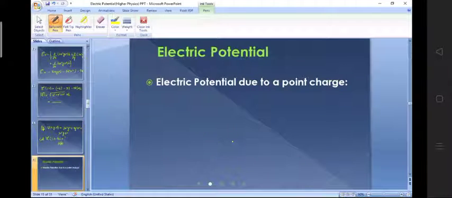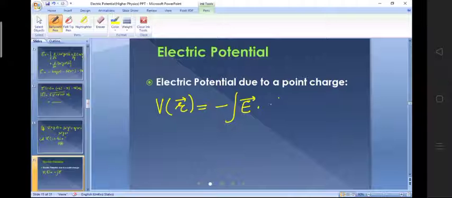Now let's switch to another topic, and that is electrostatic potential due to a point charge. Again, we do not derive it out, or rather, we can derive it. Electric potential at any point can be defined simply like this: V at r is equal to minus the integration of E dot dr, where E is the electrostatic field due to a point charge.